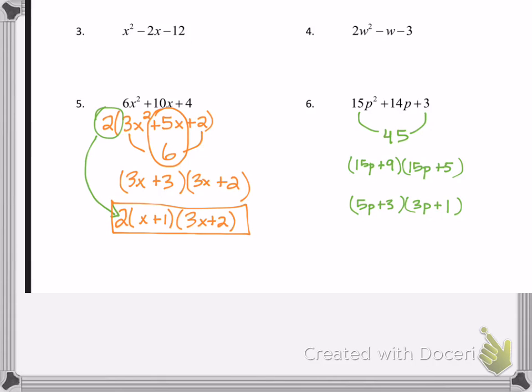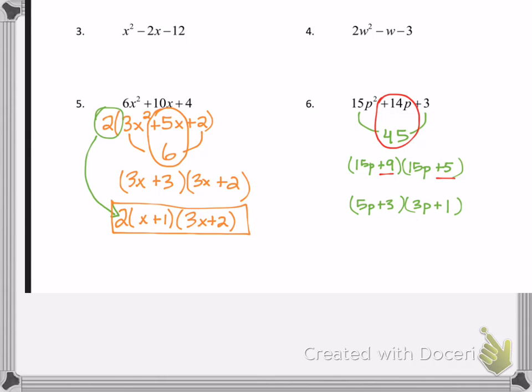First, I looked for a GCF. No GCF. Then I multiplied A and C. I got 45. And then I put 15p and 15p in my two binomials. And then I looked for two numbers that multiplied to 45, but gave me a sum of 14. That was 9 and 5, both positive. And then I reduced, and so actually both of them reduce.